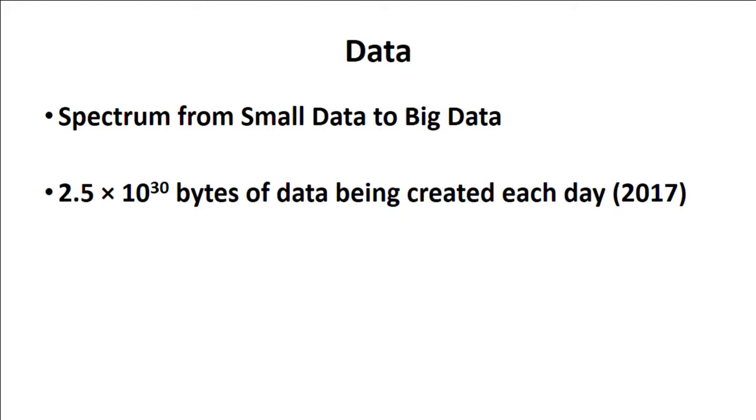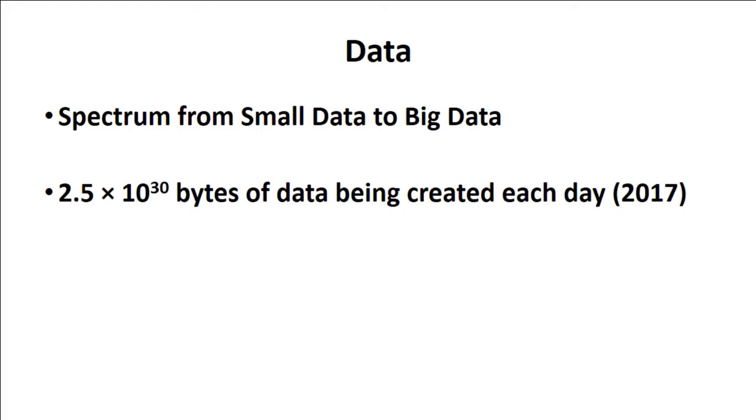So we have to first realize that data is a spectrum. So there's a spectrum from smaller data, so when you do your research project and you acquire data on tens of patients, up to acquiring data on maybe hundreds of thousands or millions of people. So there's a spectrum. So when do we get to call it big data? I'll give you the definition in a minute.